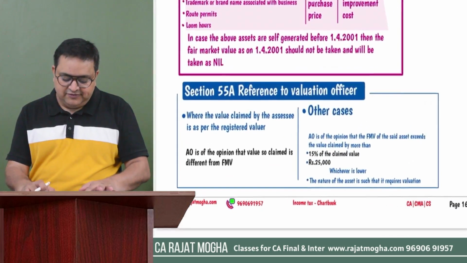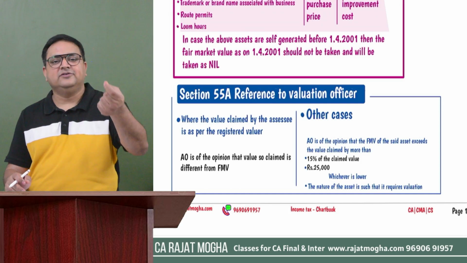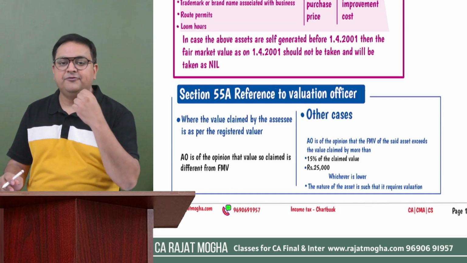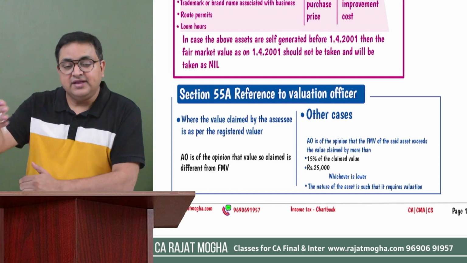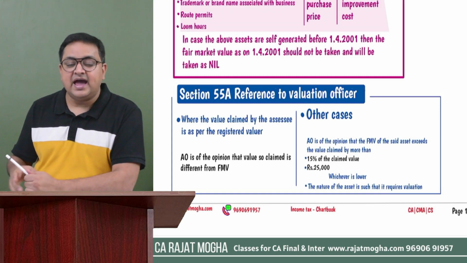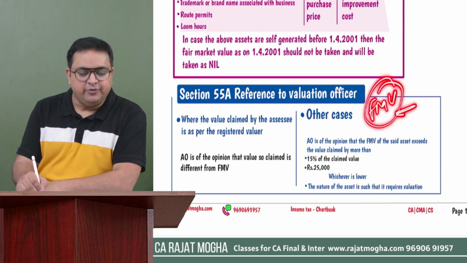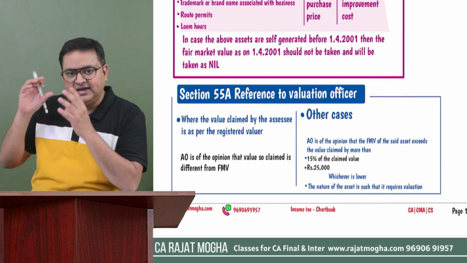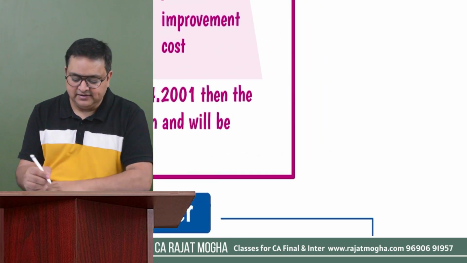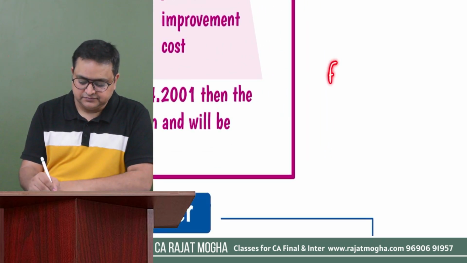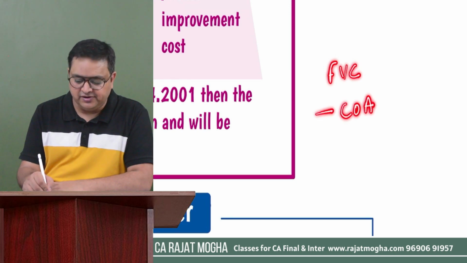Okay, there is Section 55A, reference to the valuation officer. Whenever the assessee comes up with their computation and has used fair market value in it, either they are selling it or... See, how do we compute capital gain? Selling price minus cost price: full value of consideration minus cost of acquisition, cost of improvement, expense on transfer.